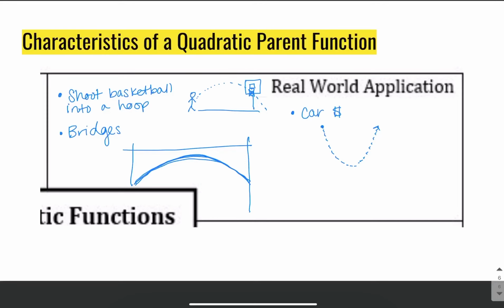But yeah, there's lots of real world applications. Those are just a couple of them that I can think of off the top of my head. But we definitely see quadratics a ton out in the real world, whether you realize it or not.